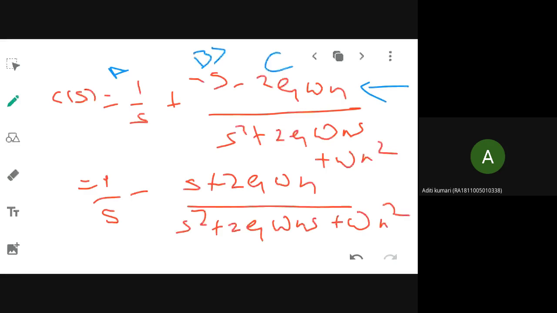Now some small modifications I have to make in this equation, because this equation as such is a little bit complicated to take inverse Laplace transform. So I will be adding and negating some terms, cutting out some terms, so that it will be easy for me to take the Laplace inverse.